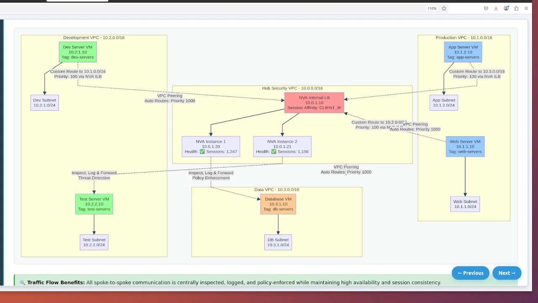This pattern scales well because the NVA infrastructure is shared across all spoke VPCs. You're not duplicating security appliances in every environment. You're leveraging a centralized, highly available security service.